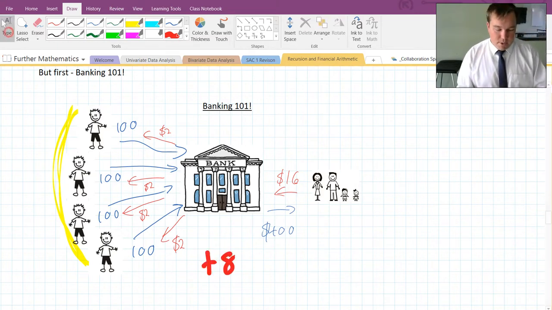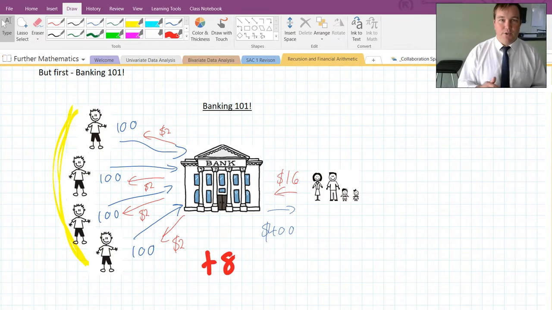So when we talk about depositing money in or withdrawing it out, you've got to remember which way the interest is going to flow. If money has been deposited, interest will flow back to the person depositing. If money has been borrowed, interest will have to flow back to the bank. Interest is effectively the charge of borrowing the money.